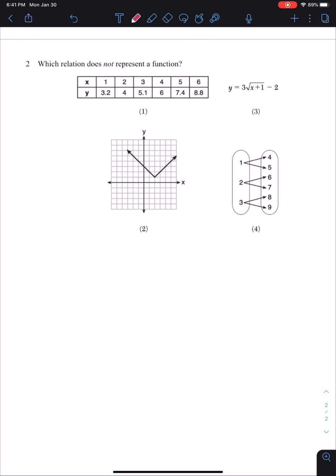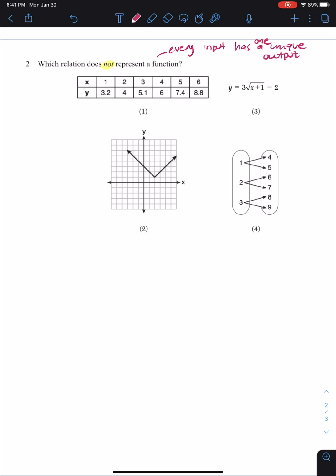Which relation does not represent a function? So in order for the relationship to show a function, every input has a unique output, or has one unique output. So let's go through each of the scenarios and see what that looks like.